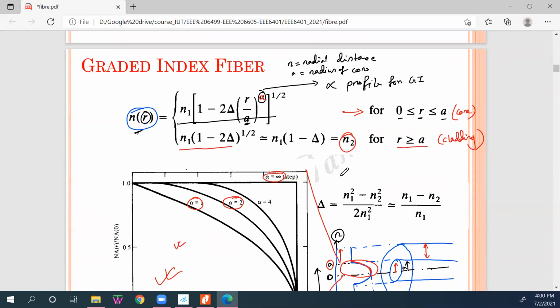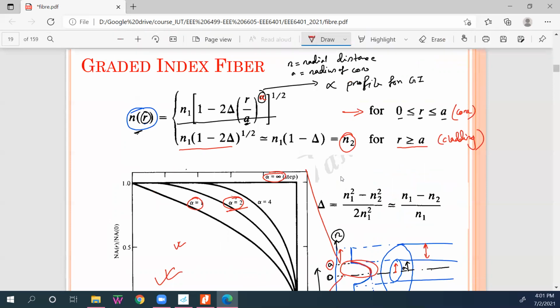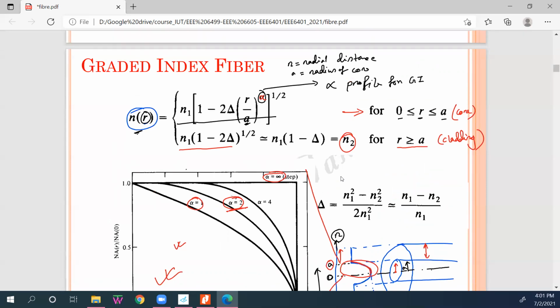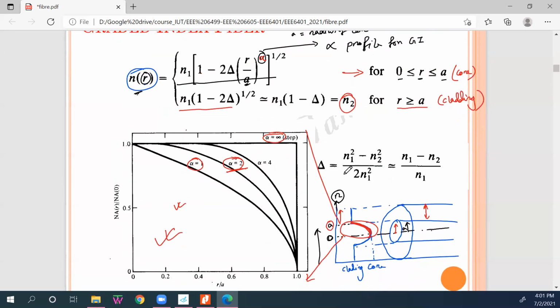So this is the way we can describe the graded index. For best performance, alpha should be 2 because it gives the parabolic shape, the gradual decrease of the refractive index. Okay, so this was up to our last class.